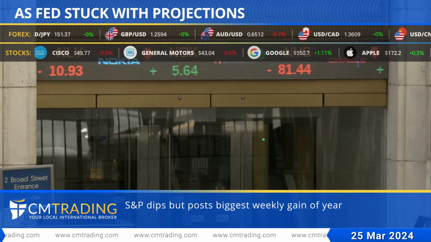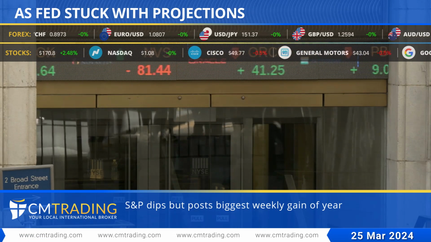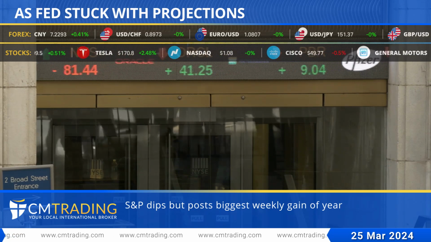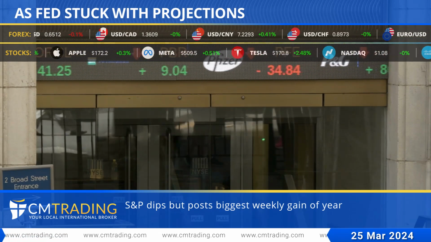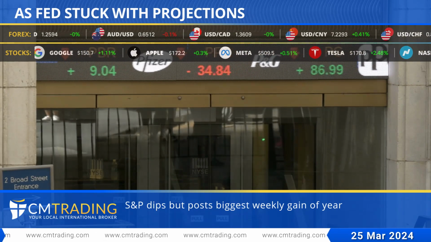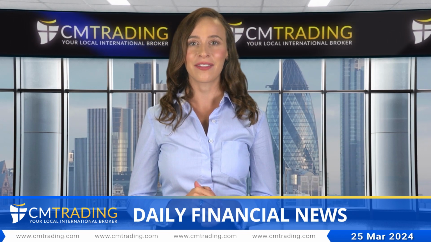The S&P 500 ended little changed on Friday, but the index registered its biggest weekly percentage gain of 2024 after the Federal Reserve this week stuck with projections for 3 interest rate cuts by year's end. Thank you for this. Now coming up, today's major economic events.